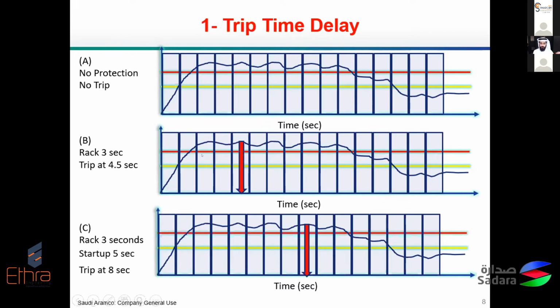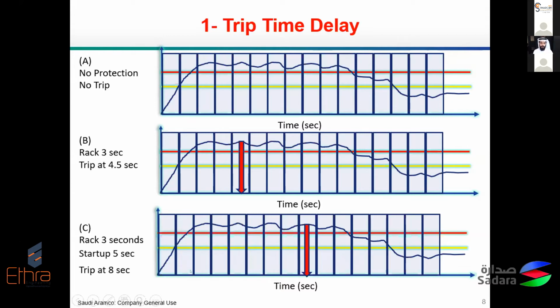In total, that's 4.5 seconds from the actual starting up of the machine. Now, when we go to C, we can see that there is some other variable configured, which is the startup time delay, and that's going to be 5 seconds. So after 5 seconds of the machine starting up, there will be 3 more seconds because of the time delay configured for the trip to happen, which will cause 8 seconds in total to have that machine tripped.